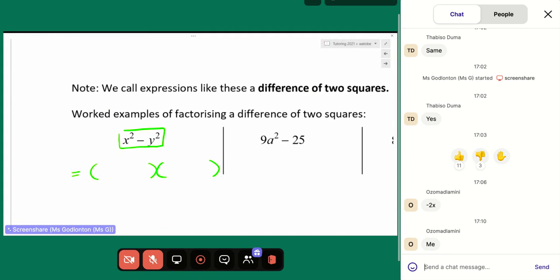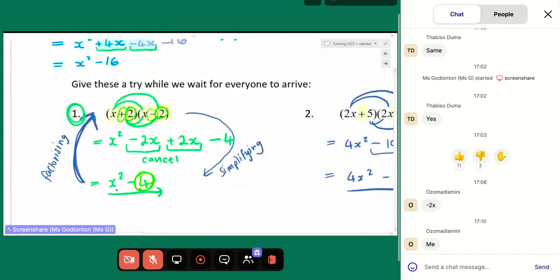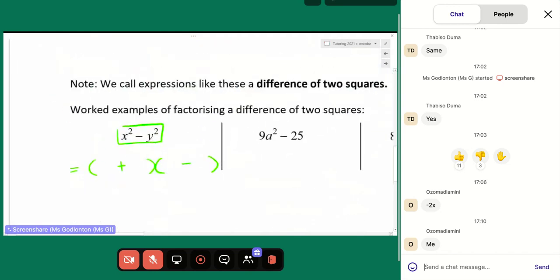Put the plus and the minus, in the brackets. Okay, we'd have a plus and a minus. Great, because if we have a look here, we had a plus and a minus and a plus and a minus. Awesome. What else do you think we could have?